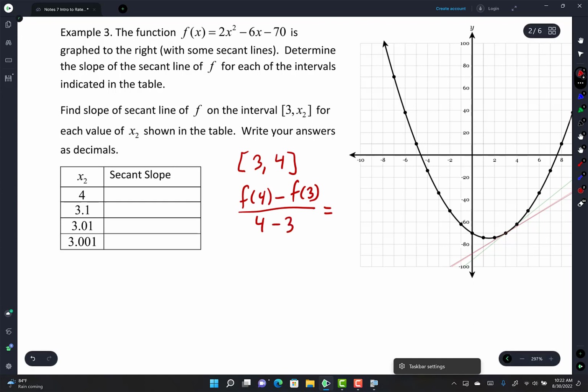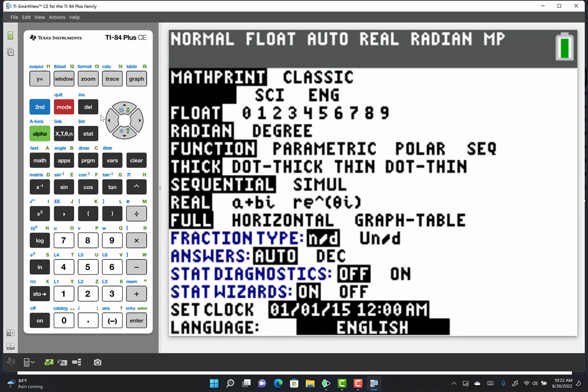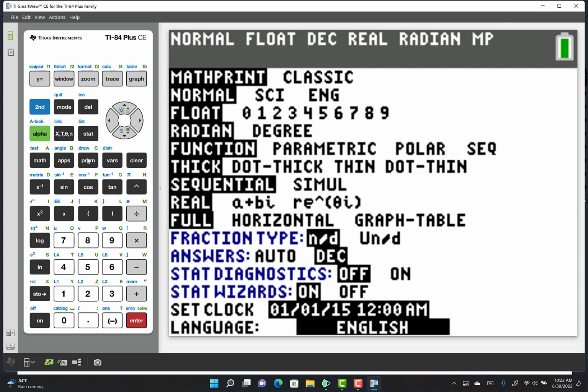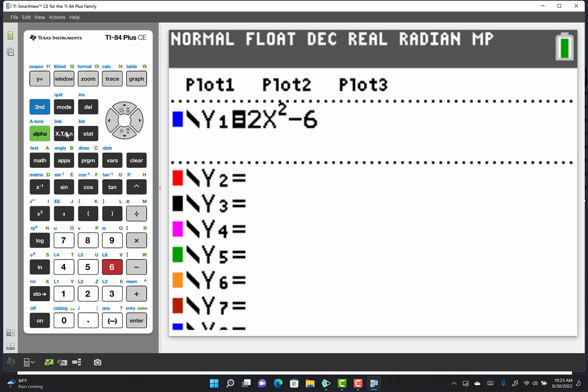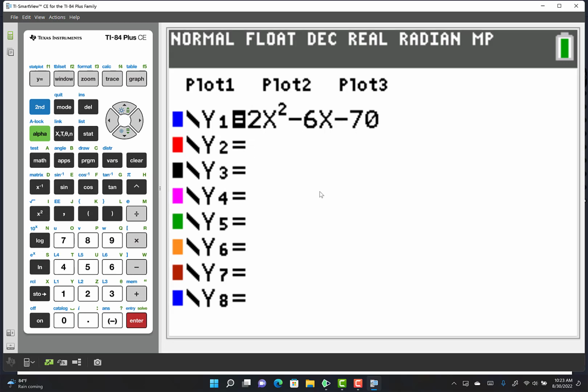So here we go. I'm going to take my calculator, and I'm going to write the equation that I have. Well, first I'm going to fix my mode. Click on mode, I want decimals. Where it says answers, instead of auto, put DEC. All right, now we're ready. Go to y equals. What was my equation? 2x squared minus 6x minus 70. That was my equation? Okay. Go to your home screen. So put this in y1 first. All of our calculators should be TI-84, so all of them should be the same.